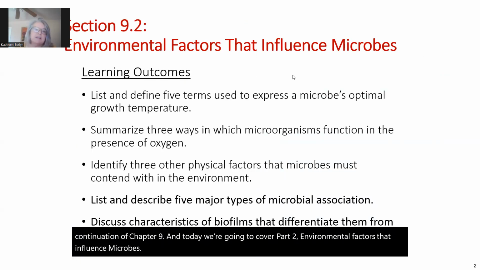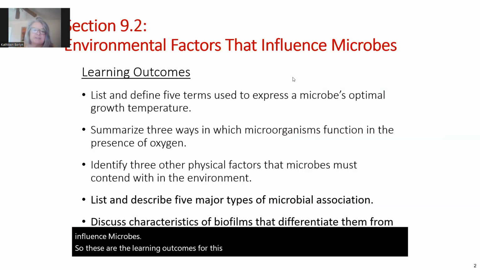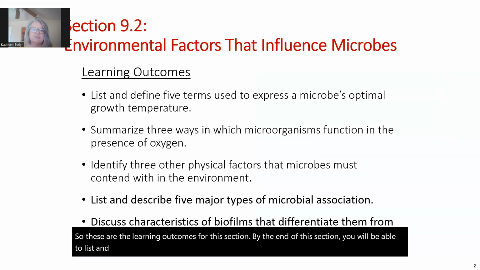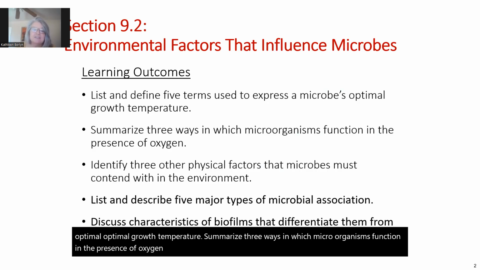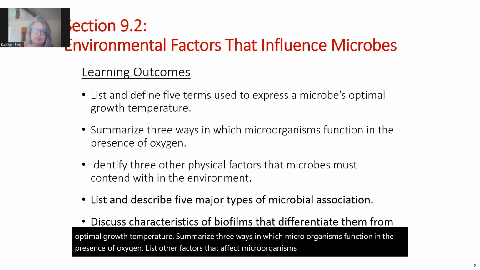So these are the learning outcomes for this section. By the end of this section, you will be able to list and define 5 terms used to express the microbe's optimal temperature growth or optimal growth temperature. Summarize 3 ways in which microorganisms function in the presence of oxygen. List other factors that affect microorganisms in relationship to their environment.